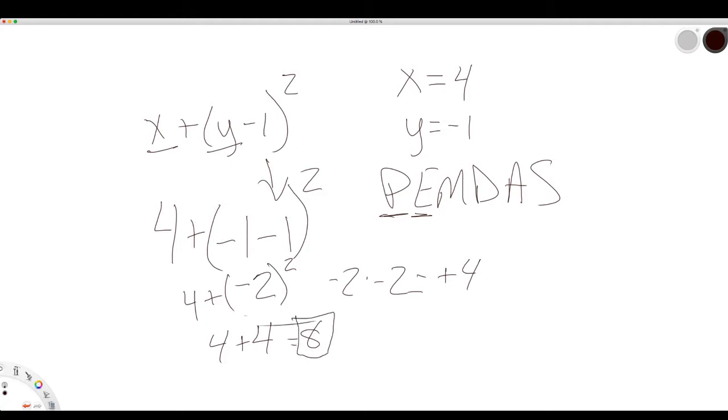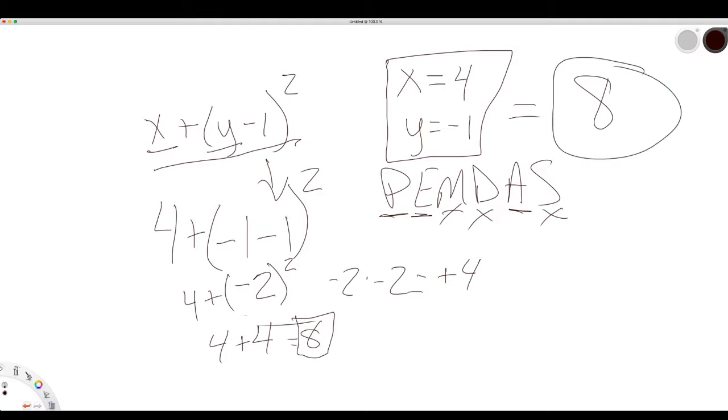We had no more multiplication to do. We had no division to do. We had a little bit of addition, and we went ahead and did that right here. And then we didn't have any subtraction to do, so there was nothing to do there. So the answer to this expression, given what x and y equal, is 8.